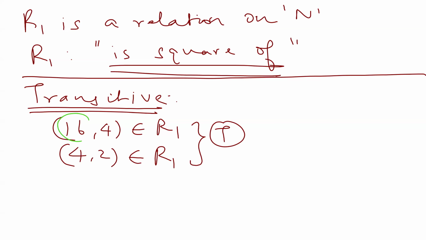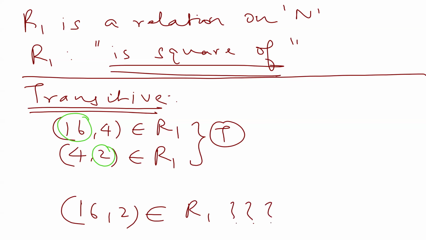Now tell me guys, (16, 2), will it belong to R1? (16, 2) implies what? 16 is the square of 2. Is this true or false? Yes, this is false. So it does not belong to R1. So it is not transitive.